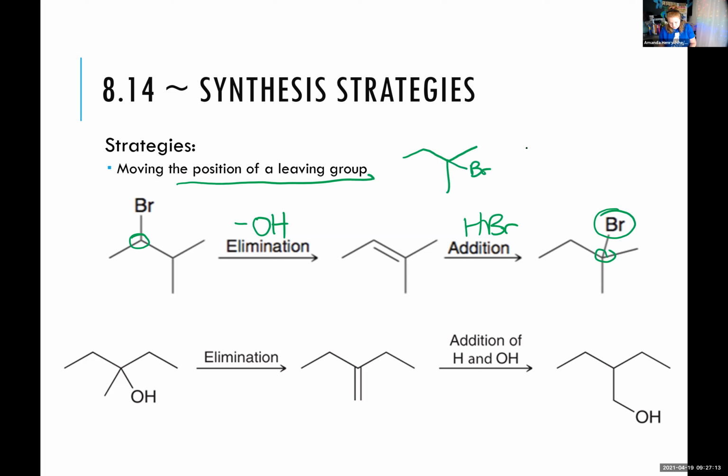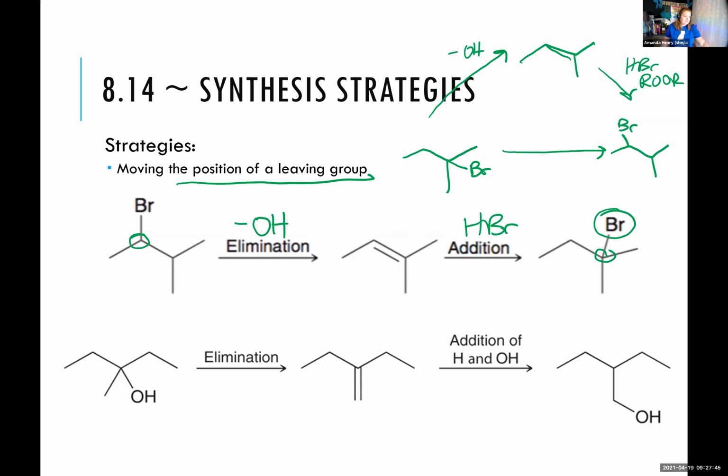What if we wanted to do the opposite? We wanted to go from there and we wanted to make that. So again, we could do the elimination. I'm gonna have to go this way with my elimination. So we could add some hydroxide to do that elimination. And then to do the addition of that bromine at the less substituted side, we can do our HBr with some peroxide. So that was our, I think it was reaction number 2. Let's see. Yeah, it was reaction number 2. That was our anti-Markovnikov addition.